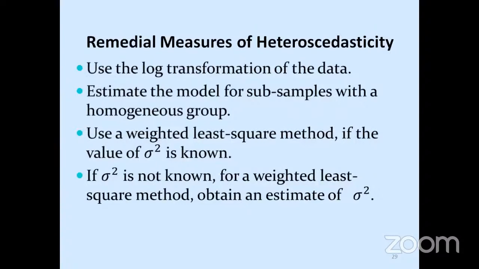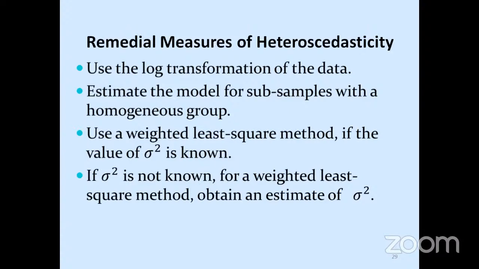When we have heteroscedasticity, we have to do some kind of transformation. A log transformation is very appreciable, and I generally suggest it for the heteroscedasticity problem. Then estimate the model for subsamples with homogeneous groups. If the data is very big, we can do the subsample estimation procedure, but if the data is small, we cannot. But it is one of the recommended measures to remove heteroscedasticity: estimate the model for subsamples with a homogeneous group.